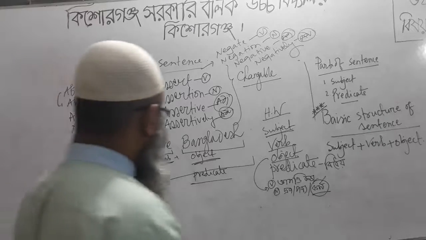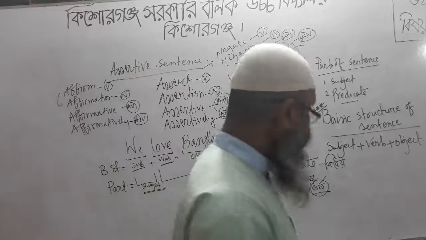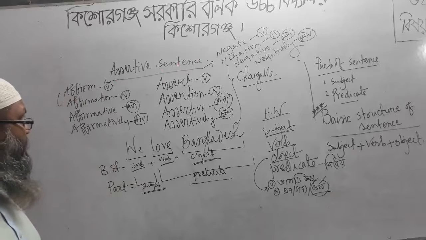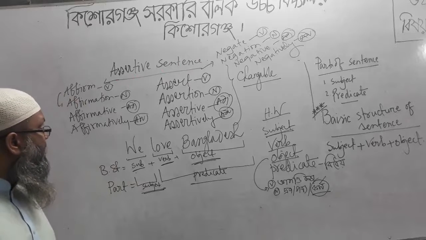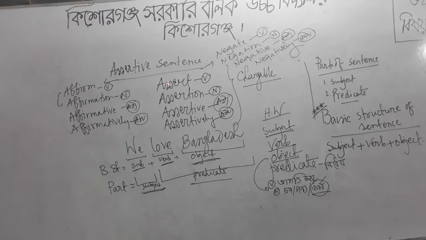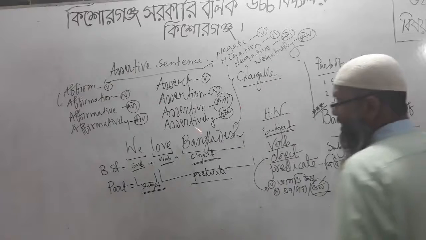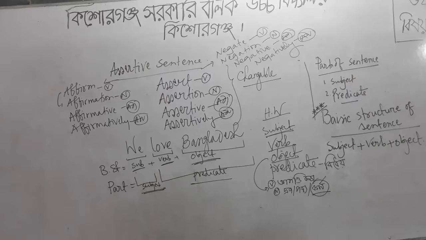Now let's go to the assertive sentence. Here I have written assertive sentence. And what is an assertive sentence? The sentence that asserts something is called an assertive sentence, and it is divided into two parts, affirmative and negative. I have written that assertive, affirmative and negative are changeable parts of speech.